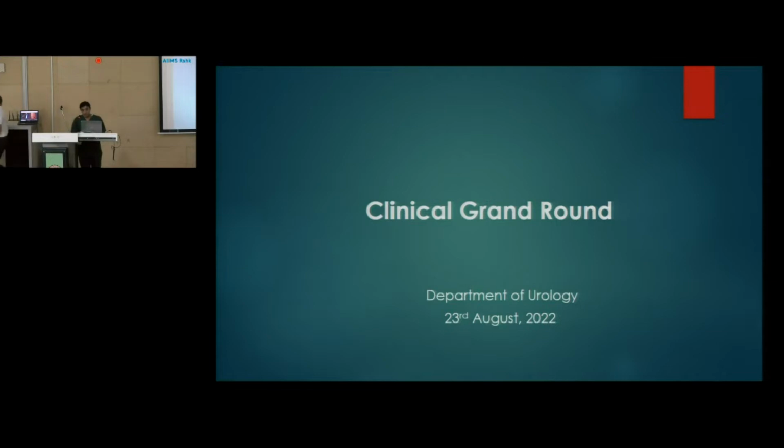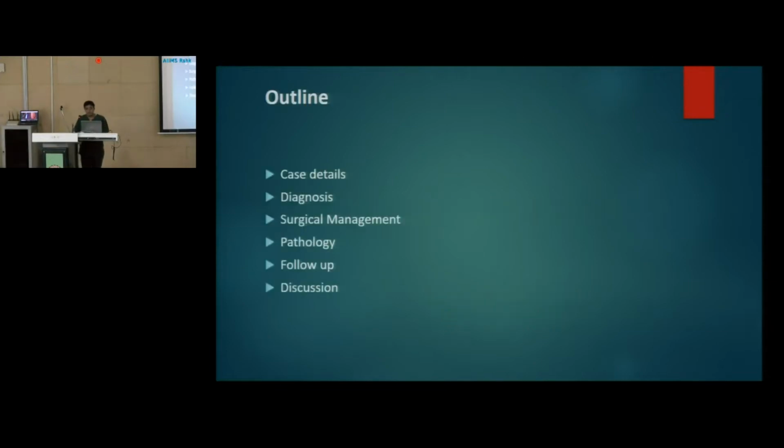Starting with the case, we will be discussing the case details, diagnosis, the surgical management, the pathology, and the follow-up of the case, and a short discussion of the case.